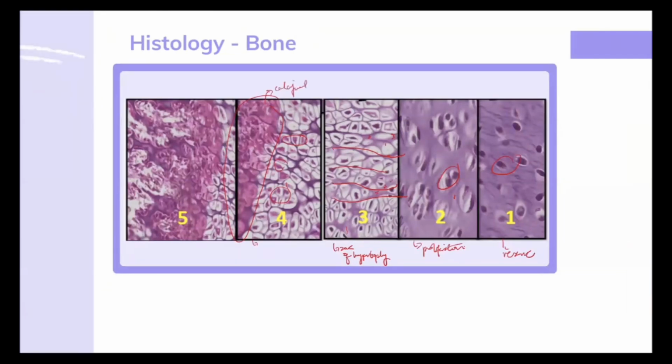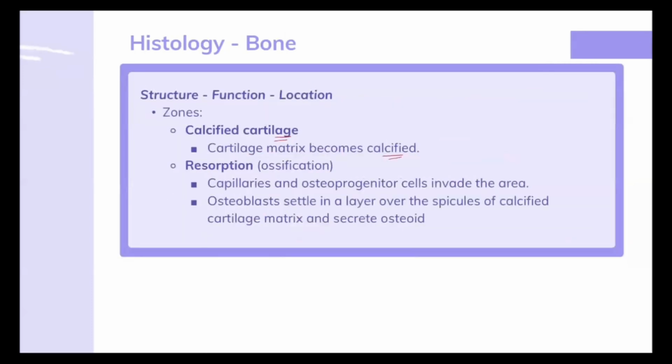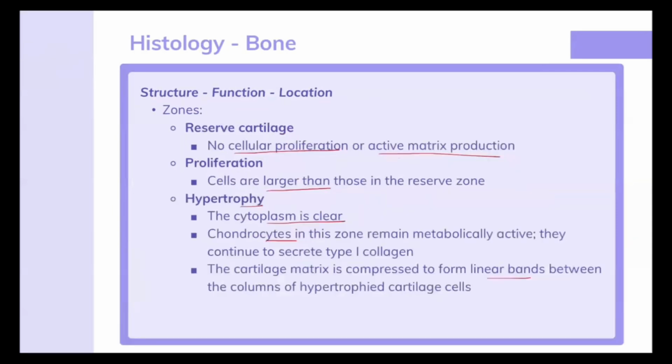And so this is a zone of calcified cartilage. And then the last zone is the zone of ossification. So this is the major part. The majority of the cartilage has been calcified here, and obviously the cells have increased cartilage in the center as well. Osteoblasts in this area are settled in a layer over the calcified cartilage.